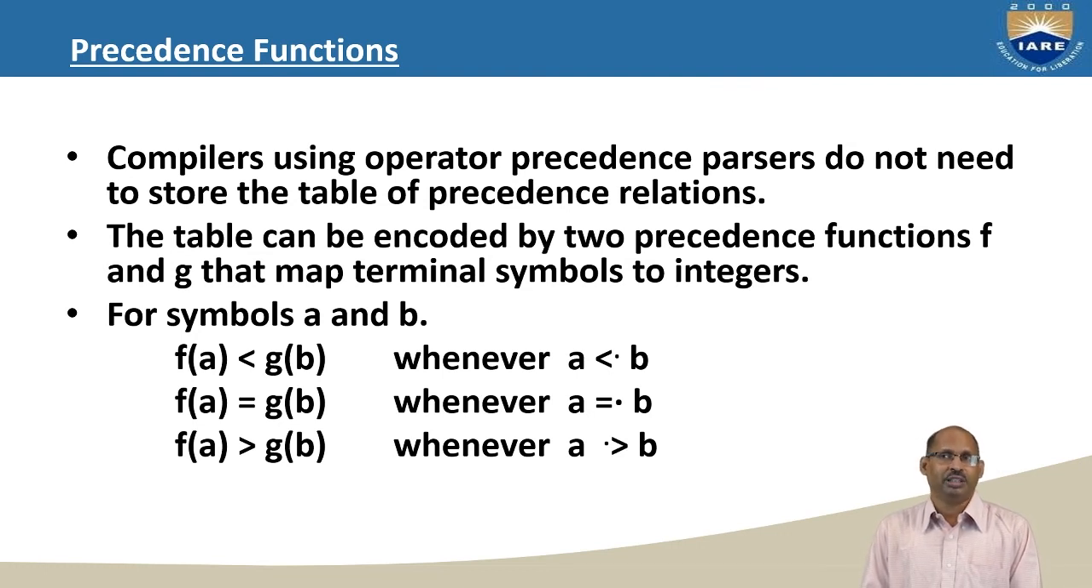To overcome that, we use operator-precedence functions such that by using two functions f and g, we will map these relations to integers, so that by using a simple integer comparison, we will perform the shift reduce operations of the operator-precedence table, right? Operator-precedence parsing method.